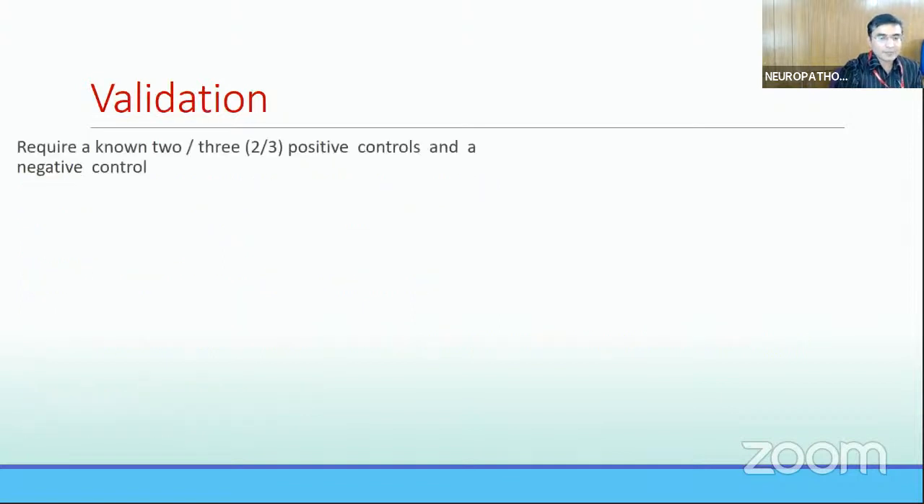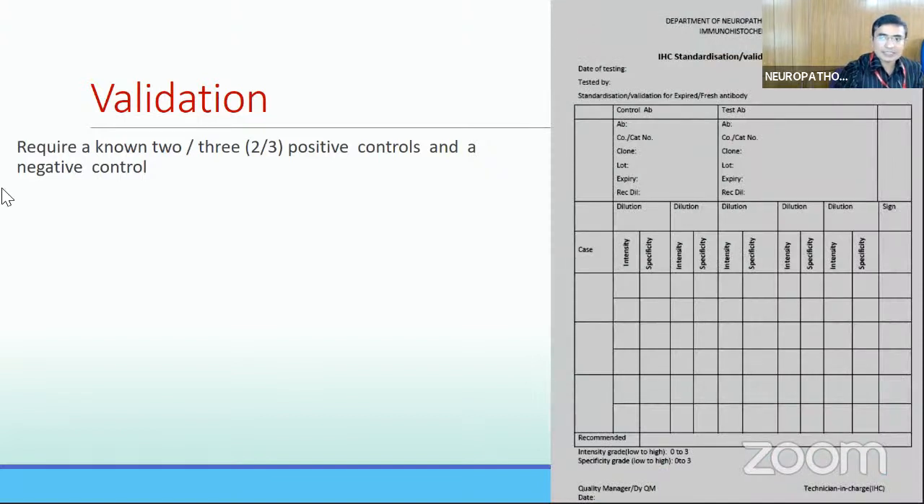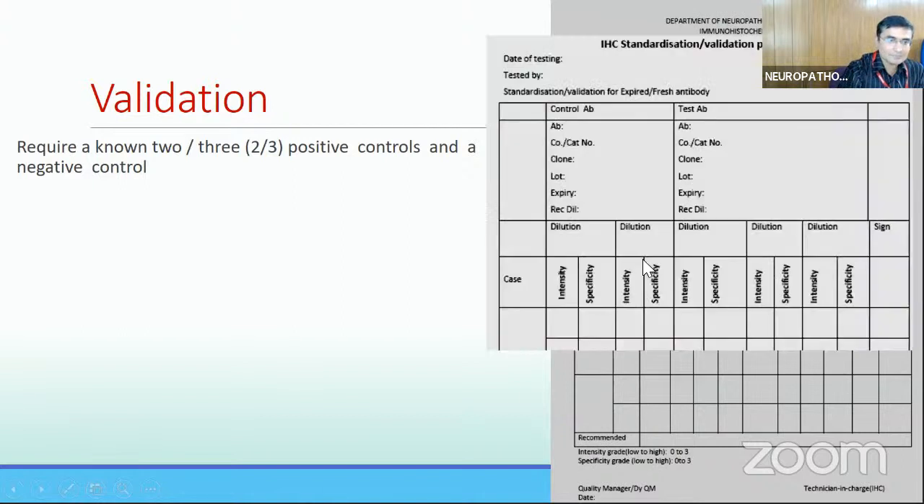So, and expert antibodies also, if they are expensive and you cannot afford them, you may have to revalidate it. Now, for validation, whether it's the first time or second time or verification like that, you have to use at least 2 to 3 positive controls and 1 negative control. And this is the format which we follow in our lab. That is, you have to test for intensity and specificity.